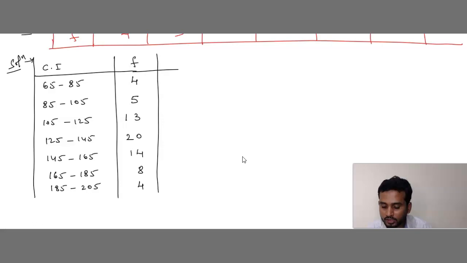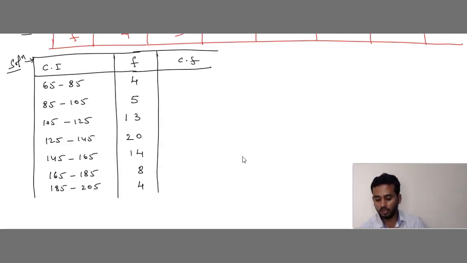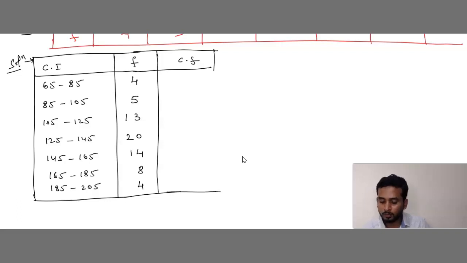Now which method we have to use? More than type method. That is cumulative frequency. Cumulative frequency we need to find. Now to find cumulative frequency, which method is it? It is the more than type method. Since it is more than type method, we have to start from last. If it is less than, start from beginning. More than, start from last.